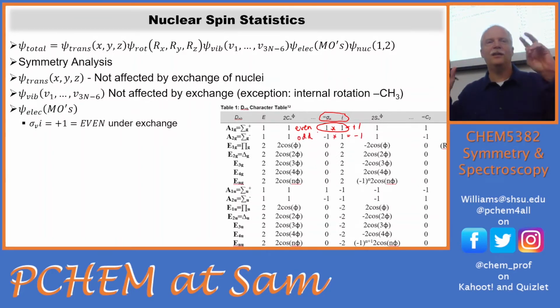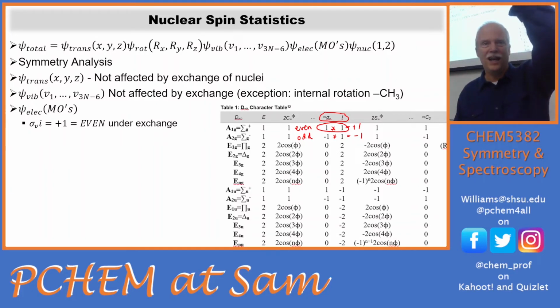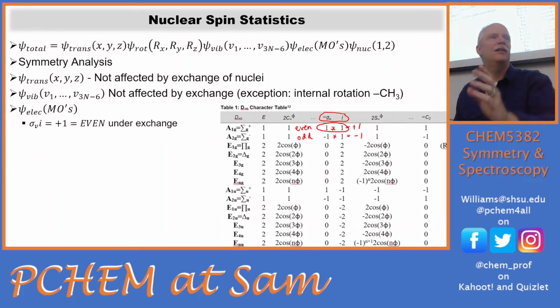So this is a different kind of even and odd than gerade and ungerade. Gerade and ungerade is just the i operator. In terms of nuclear spin statistics, it's sigma_v times i. Now, why are we only focused on the D∞h character table? Because we're only going to be dealing with diatomics that are symmetric. So not just homonuclear diatomics, but also linear molecules that are symmetric, like CO2, which is also D∞h.